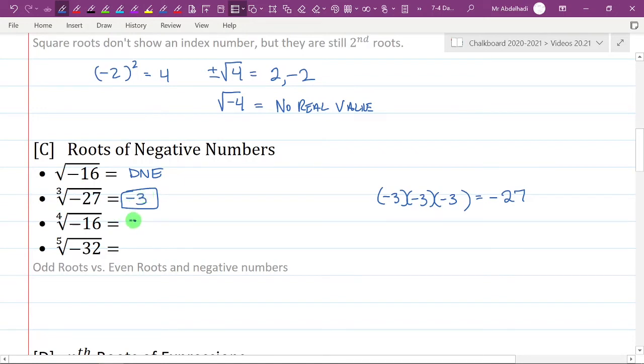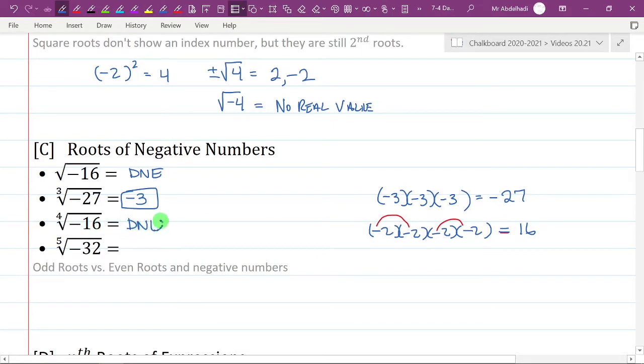Now, what about the fourth root of negative 16? We know that 2 to the fourth power is 16 from a few minutes ago. But if you have 4 of them, negative 2 times negative 2 times negative 2 times negative 2, what's going to happen is every 2 negatives will cancel out. These 2 will cancel out. These 2 will cancel out. And you'll still get positive 16. You won't get a negative number. So this is impossible.